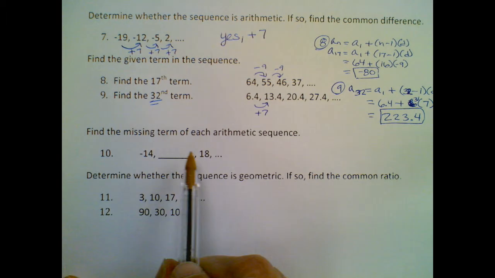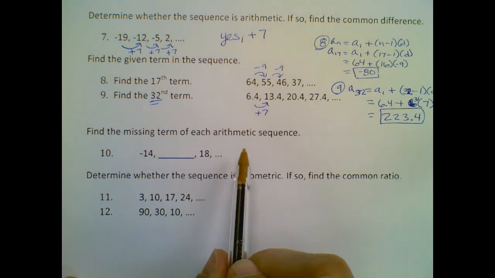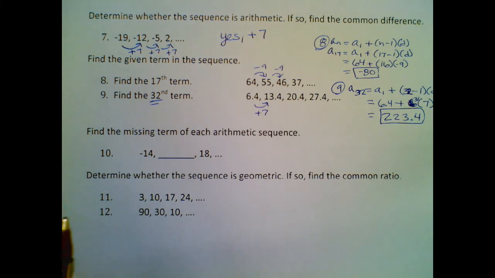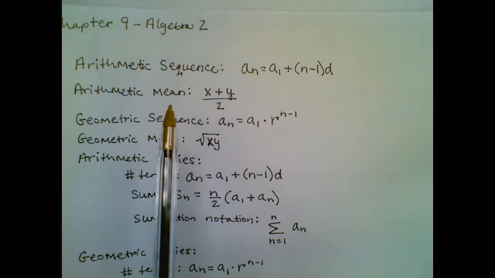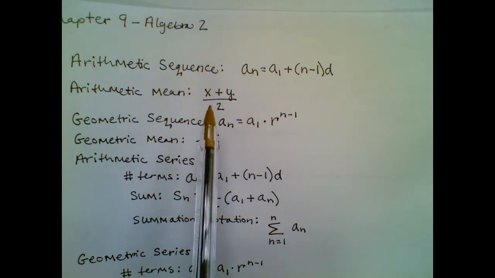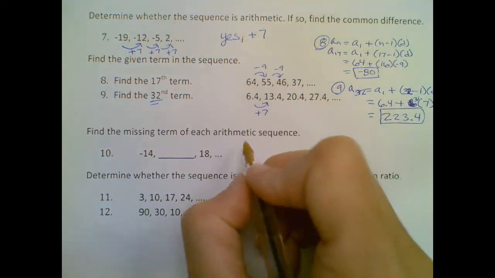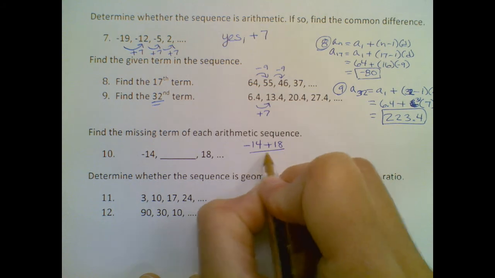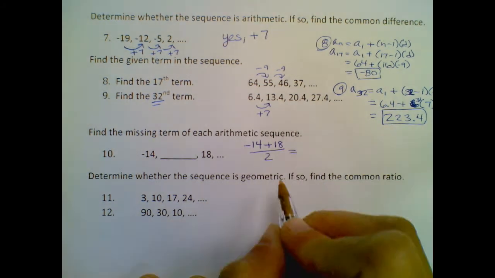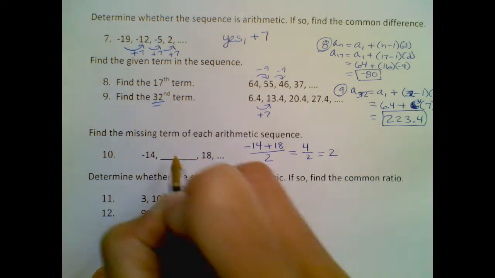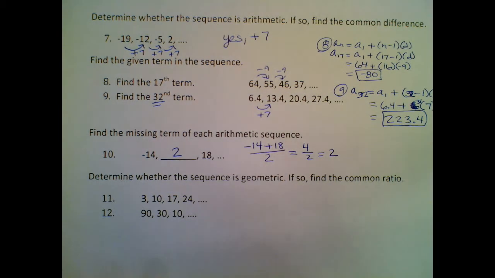Alrighty, the next one, it wants to find the missing middle term of the arithmetic sequence. So we're going to go on our formula sheet to the arithmetic mean formula, which we can use whenever it's an arithmetic sequence and there's one missing term. So we're going to add the two numbers, divide by 2. It doesn't matter which one is your x and which one is your y, you just add the two numbers, divide by 2. So we end up with 4 divided by 2, which is 2. So our missing middle number is 2.